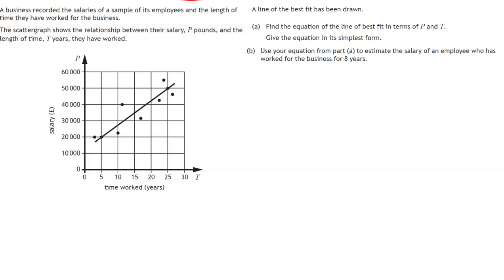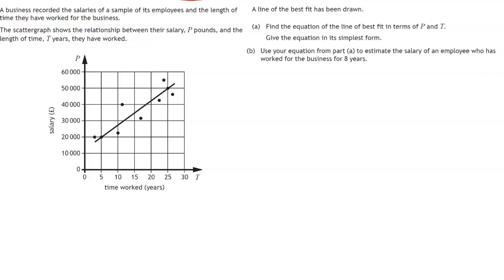So this question here, what it's focusing on is scatter plots and straight lines and lines of best fit within the scatter plots themselves. It's got a scatter graph here which displays data from a workplace, and it's a sample of salaries versus time worked at a company. Now, a couple of things this question wants us to do.